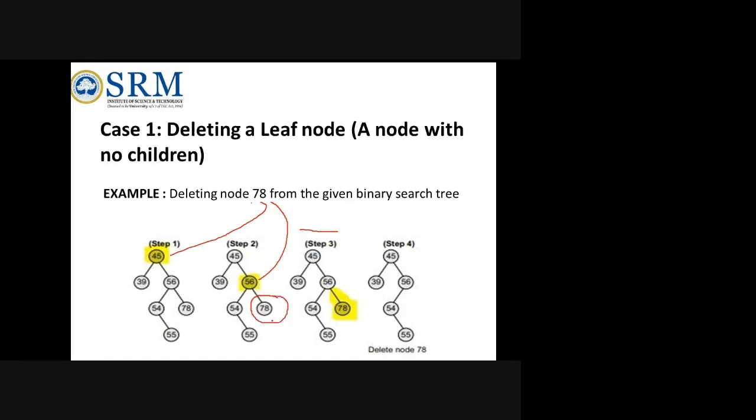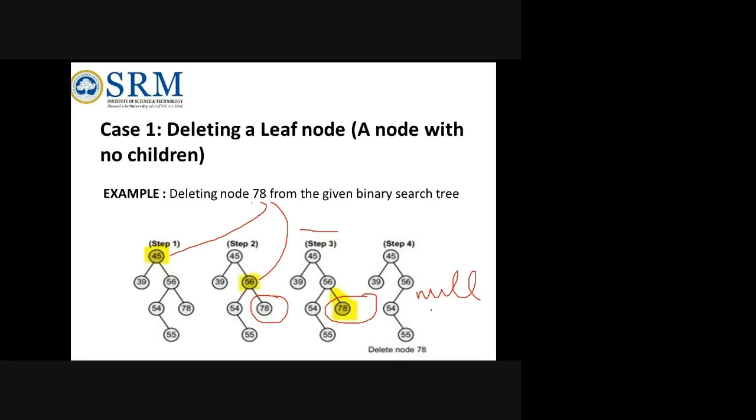Now it can see that 78 is over here. But when you are deleting a leaf node, there won't be any problem. Just you have to find the particular node, delete it. And then what you have to do is, just make the right side of 56 as null. That's all. So when you come to a leaf node, there is no problem in deletion at all, because just remove it and make this node's right as null.